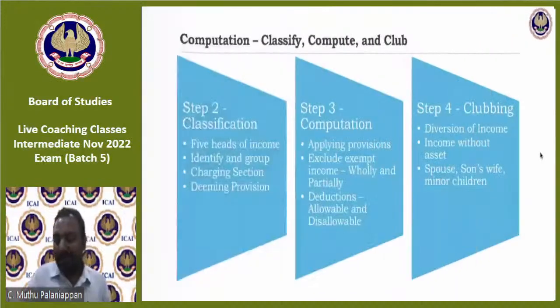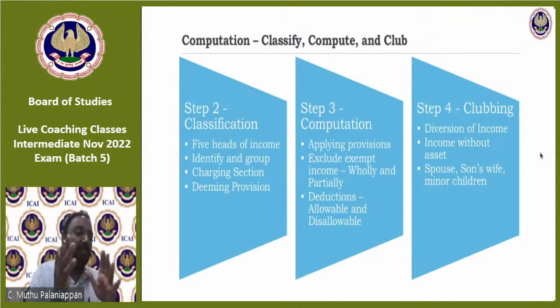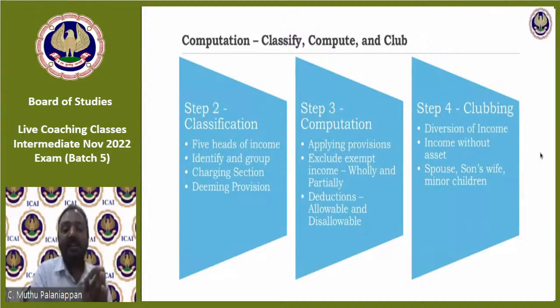Moving on, for the second step, we said you need to compute, classify, and then we said you need to club. So the second step is to classify. Under each bucket, there are 5 heads of income. You need to identify and put it under everything. So you need to identify under which head of income that income will come. If you say a partner receiving salary, it is not salary. A partner receiving salary is not salary. It is taxed under PGBP. So that's what you're calling classification. You need to classify under the respective heads of income.